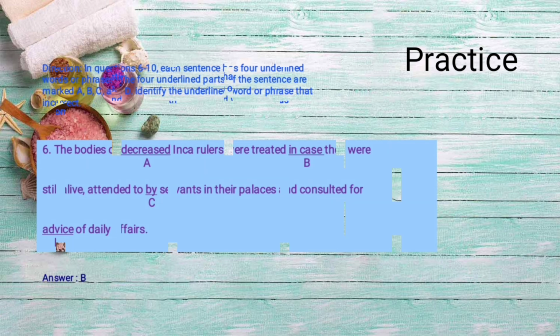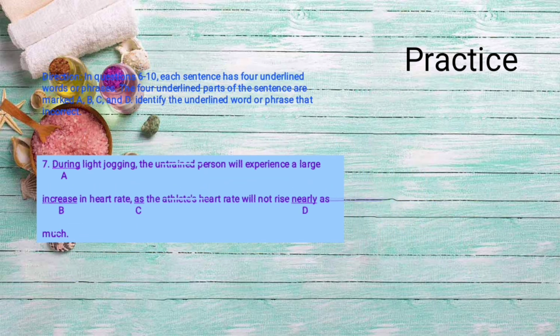Number 7. During exercise like jogging, the average person will experience a large increase in heart rate, as the athlete's heart rate will not rise nearly as much. Okay, try to answer it. Time is up. The answer is part C, because as is a connector word that does not need a comma before it.